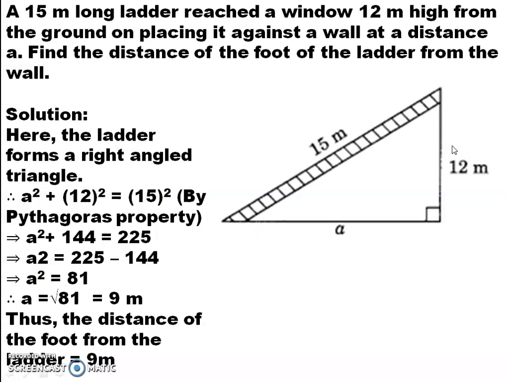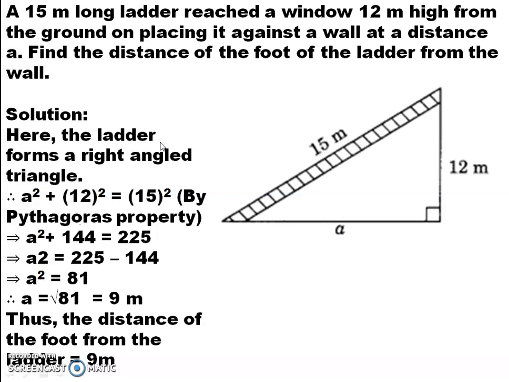Here what is given? 12 meter and 15 meter. Here also you are going to apply Pythagoras property. That is a square plus 12 square. Students, to make you remember this, look here, this is an L shape. The squares of the numbers written on the L shape will be added to get this number. That is 12 square plus a square is equal to 15 square.